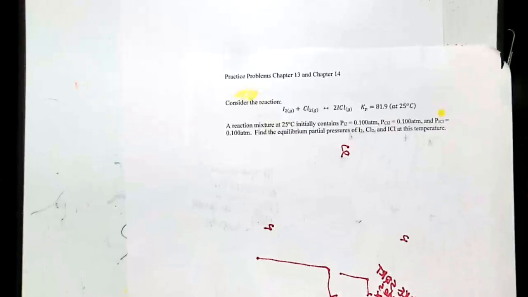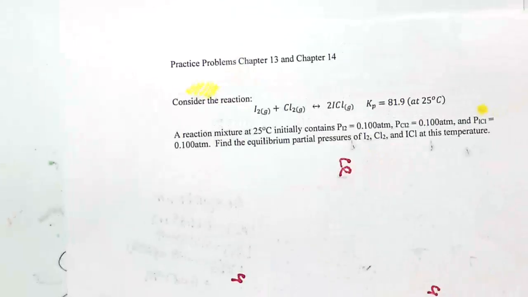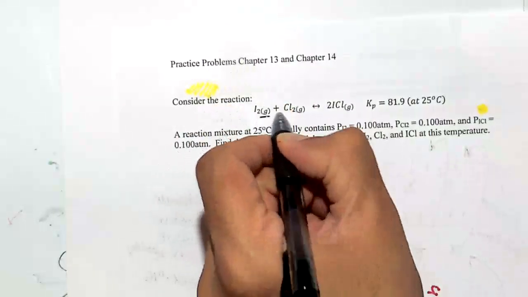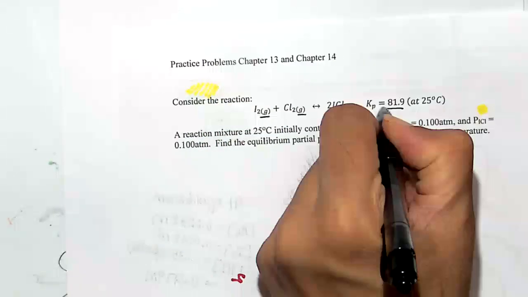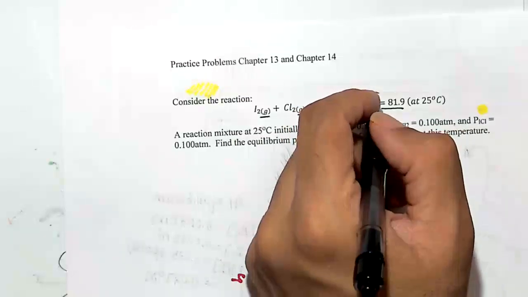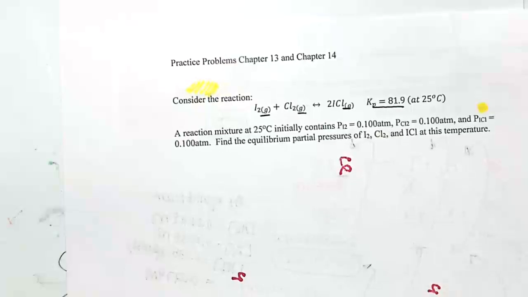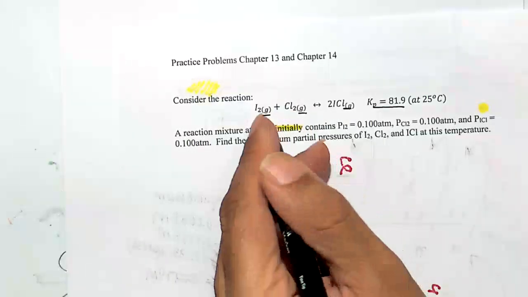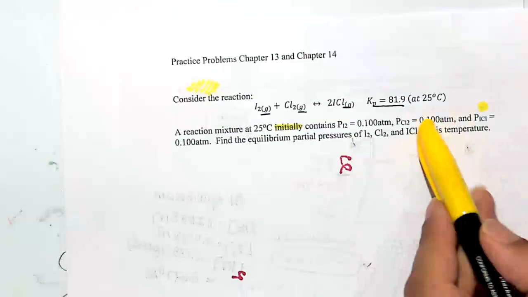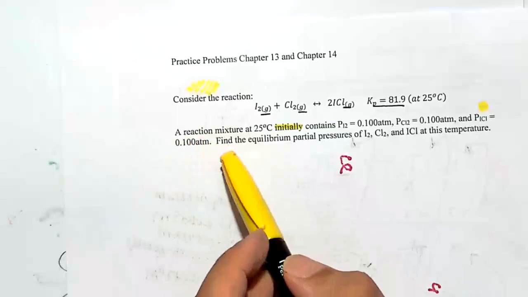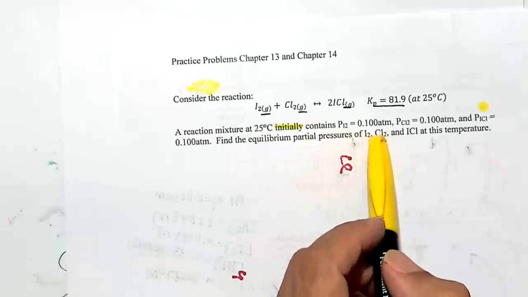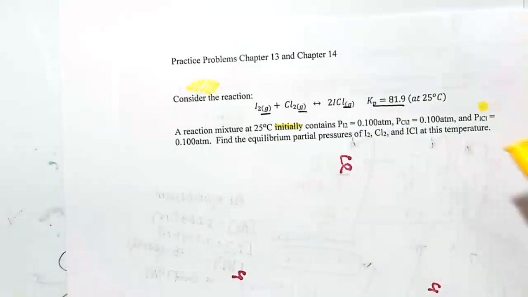Right, so this type of problem involves looking at Q and then comparing it to K. Notice here that we have gases. So with gases, you're going to have a Kp, so pressure. The P here stands for pressure. Initially, the container has I2 at 0.1, Cl2 at 0.1, ICl at 0.1. Find the equilibrium partial pressures of I2, Cl2 and ICl at this temperature.